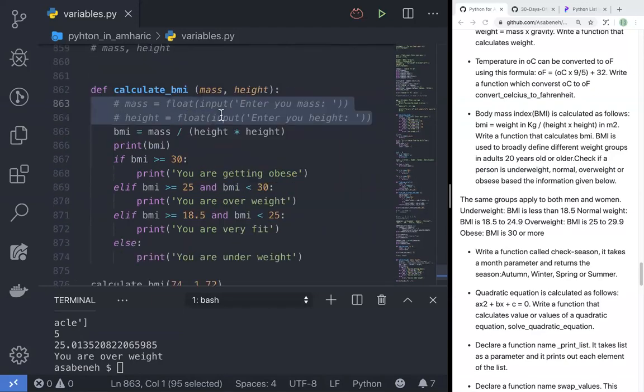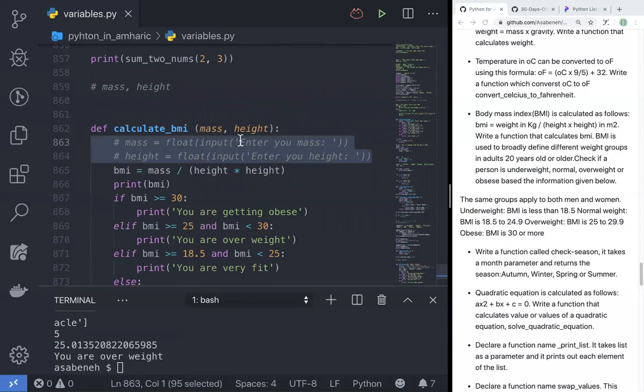But this is most of the time how you do it. You just pass parameters and you handle user data in a different way. Yeah, this is an independent function having parameters.